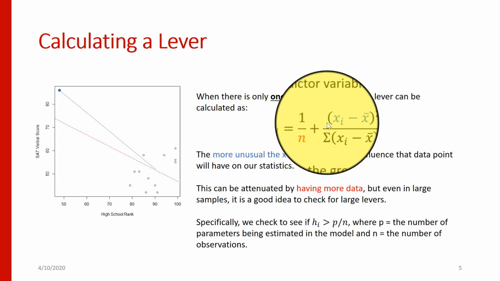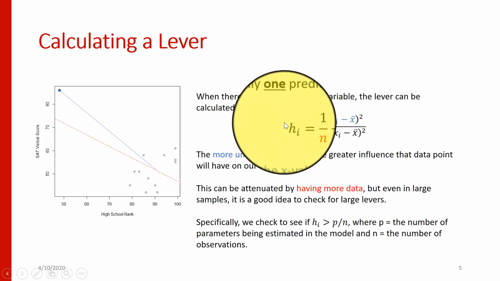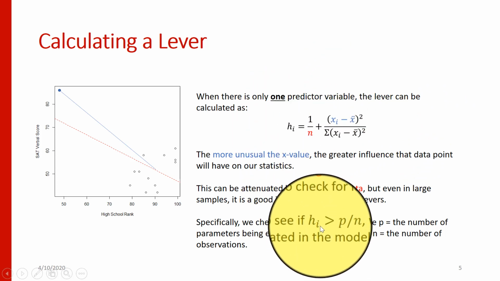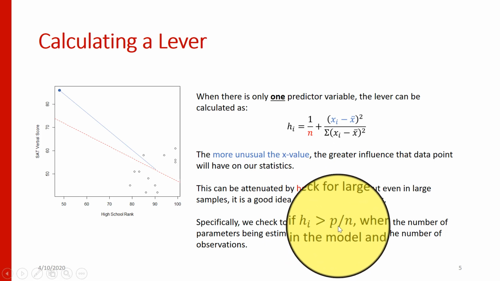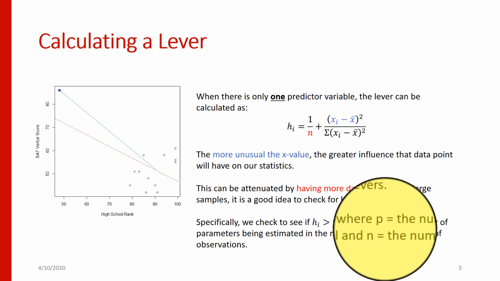So then this changes depending on the number of data points that we have, what the individual deviation is, and how big that individual deviation is relative to all of the deviations in x together. So specifically, in terms of what we're looking for in these h values, we generally want to see if h is greater than p divided by n, where p is the number of parameters being estimated in the model, and n is the number of observations. So we will always have a unique critical h value that we want to look at, but this would be the way you calculate that.